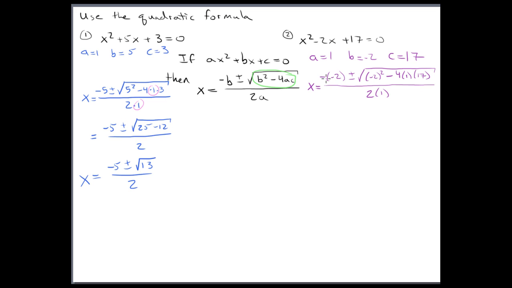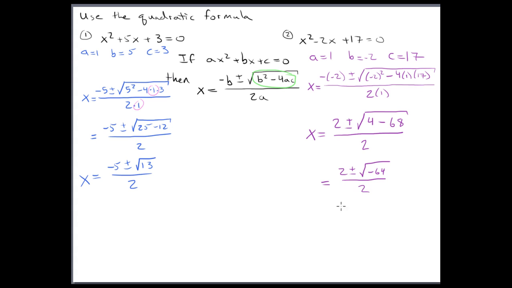Okay, back to simplifying. A negative, negative 2, that's a positive 2, plus or minus the square root of, let's see here, 4 minus, oh goodness, 4 times 17, 68, yeah? Looks like we're going to have some negative in the square root, so we're going to have an imaginary solution here. So this is 2 plus or minus the square root of negative 64.